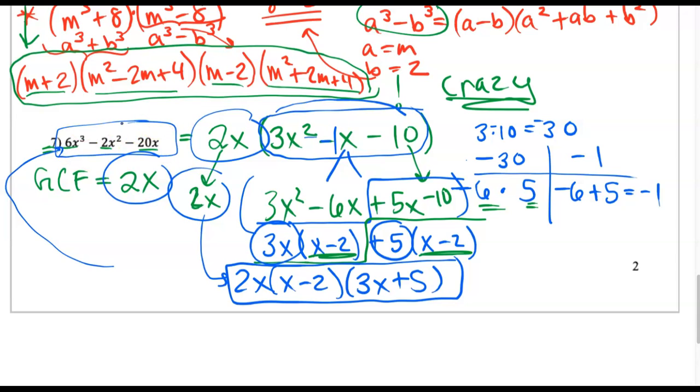So these were some pretty tough factoring problems, and so we'll be practicing them in class, and I look forward to seeing you there.